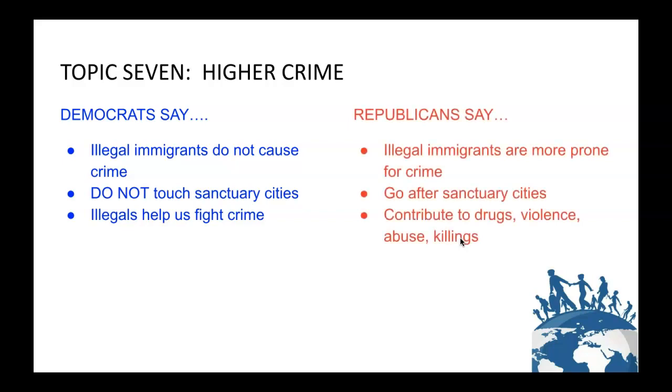Republicans would say, on the other hand, that illegal immigrants are more prone to crime. When they come from a background of drugs, violence, abuse, and killings, they're probably more prone to continue that way of lifestyle here while in the United States. Republicans would also say that we should go after, as a federal government, sanctuary cities and punish them for not bringing forth those illegal immigrants to our attention. Many Republicans would say that if we want to get serious about squashing crime in our cities, we have to include all people by that measure.